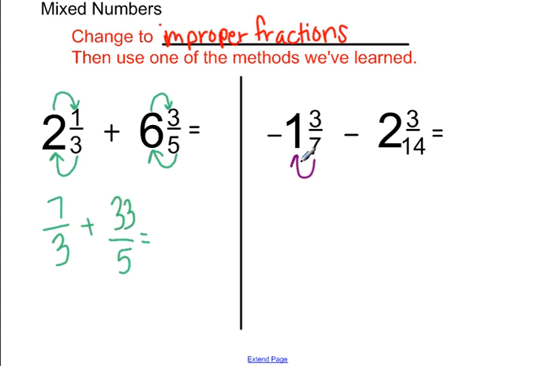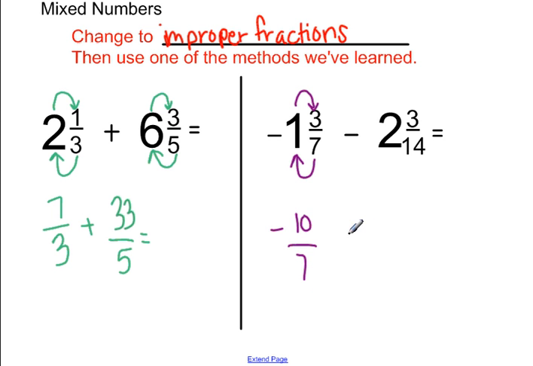7 times 1. And notice I said 1 and not negative 1. I'm just going to go ahead and bring this negative sign down, and I'm going to pretend it's not there. I don't use that when I'm changing to improper fractions. 7 times 1 is 7, plus 3 is 10. This is 10, and the denominator stays the same.